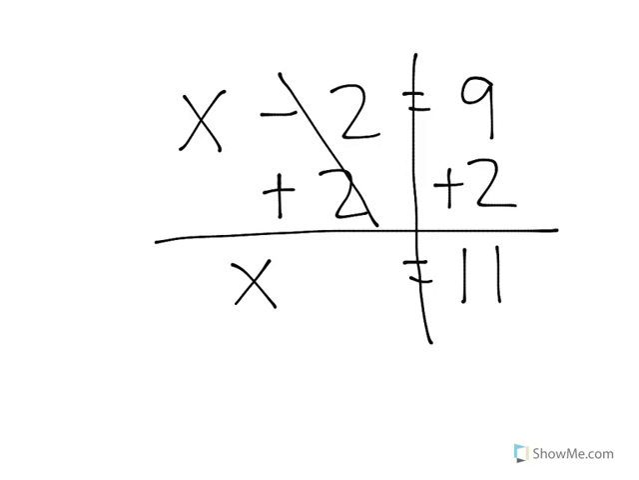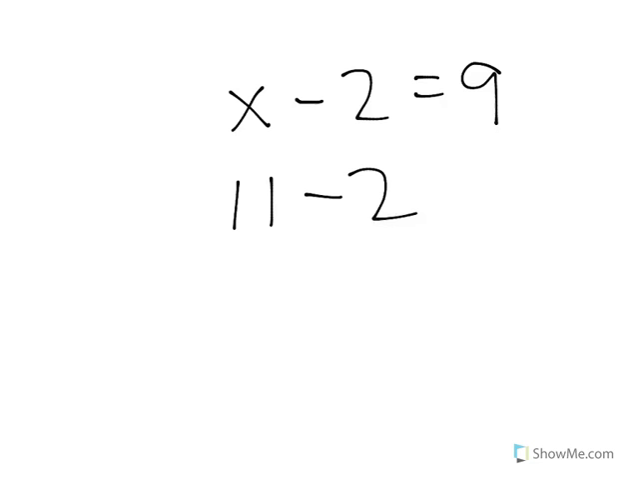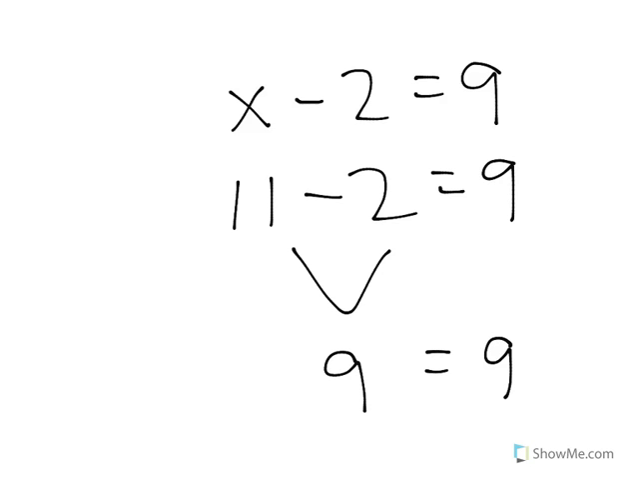Most important step, go back and check, make sure your answer matches up with the equation. I'm going to write my original equation and I'm going to substitute in my 11 for the value of x. 11 minus 2 gives you 9, and I'm going to bring down my equal sign and the other 9. And 9 equals 9, so that checks out.